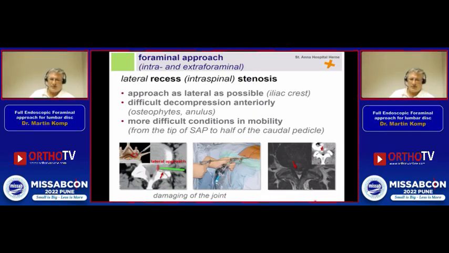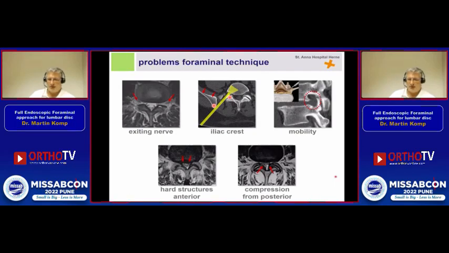Then it is difficult to decompress anteriorly, and we have much more difficulty with mobility. That's the reason why in recess stenosis we normally have to resect at least from the tip of the SAP to half of the caudal pedicle, and this is really hard to achieve with a foraminal approach. So we have limitations for the foraminal technique.